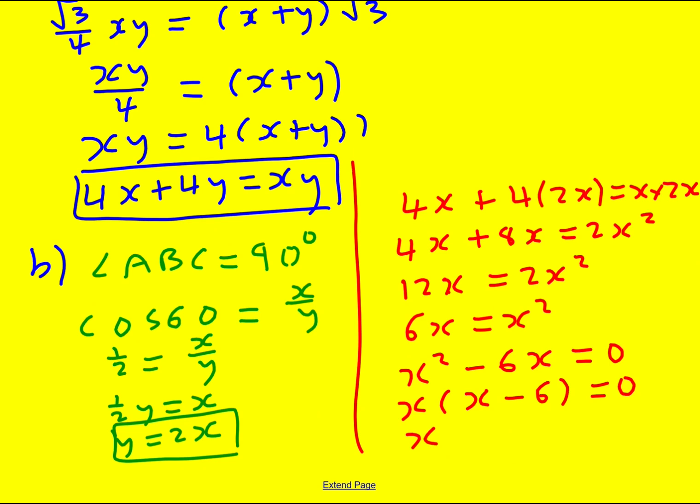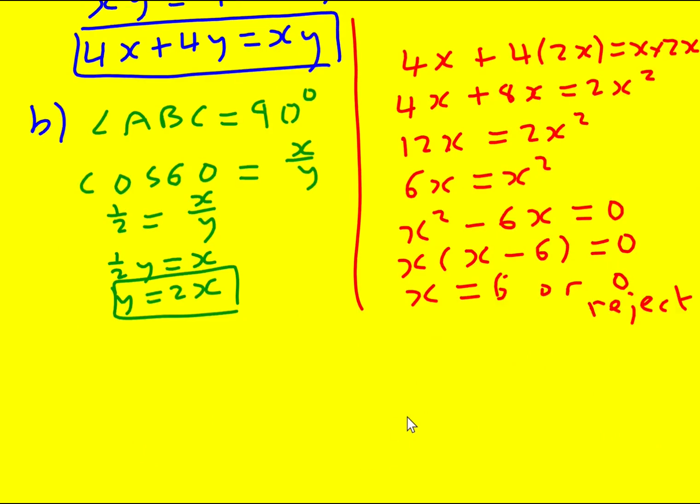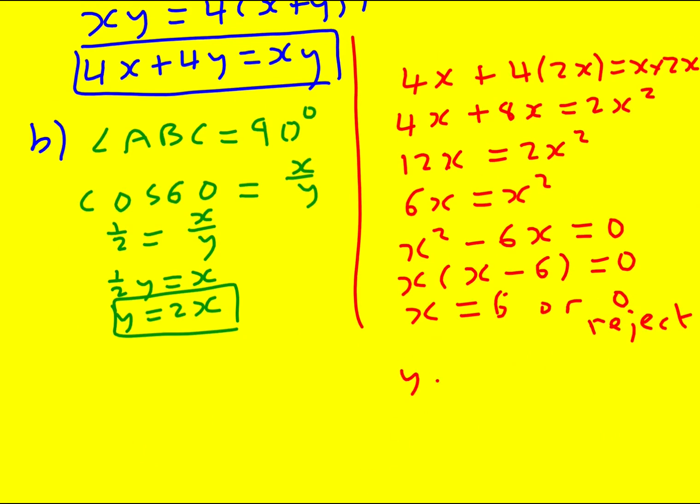And I'm going to get that x is equal to 6. Maybe I'll say or 0, which I'll then reject because it has to be greater than 0 to be a triangle. x equals 6, and so y is going to equal 2 times 6, which is 12. And there we have it.